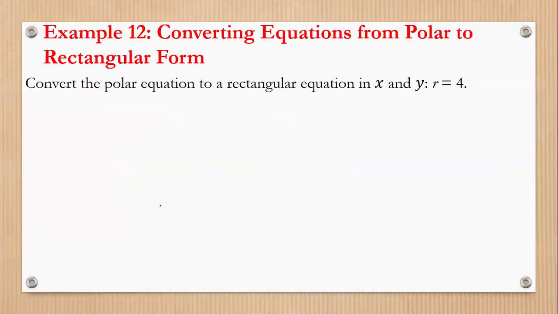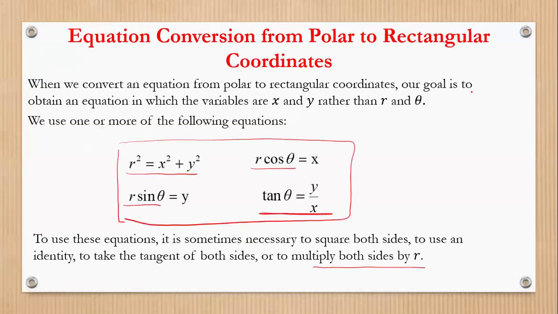For example, I want to convert this polar equation to a rectangular equation, and my polar equation is r equals 4. So I don't have any expression like r cosine. If it was r cosine, I could replace it by x.